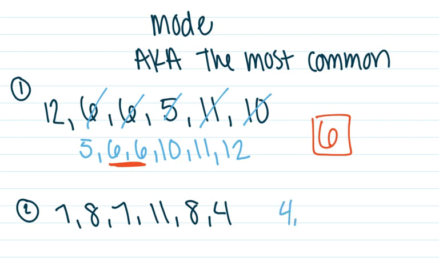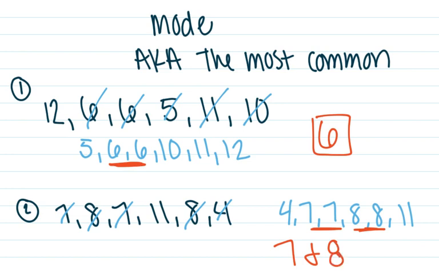All right, for number 2 here, again, I'm going to put these in order from least to greatest. I have 4, 7, 7, 8, another 8, and 11. So looking at this data, what number do I see the most? Well, I see 2 7s and I see 2 8s. Now, you can have more than one mode because these numbers are represented more than the 4 and more than the 11, because those two numbers have only been represented once. I have 2 modes here, 7 and 8.